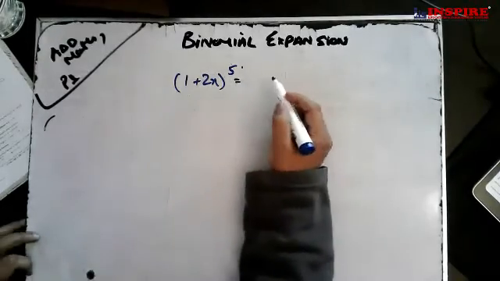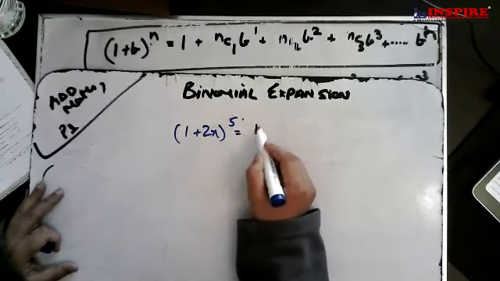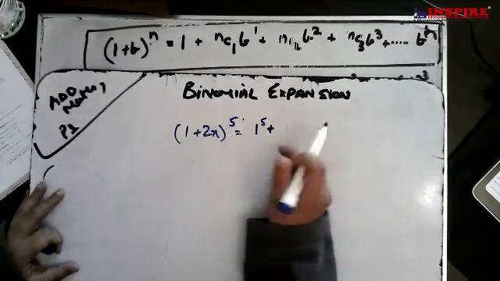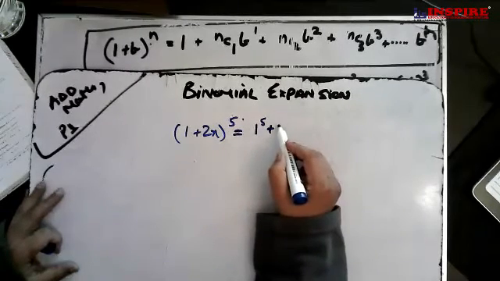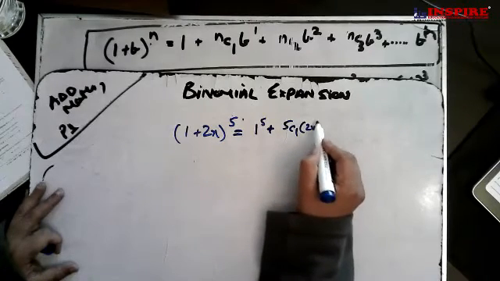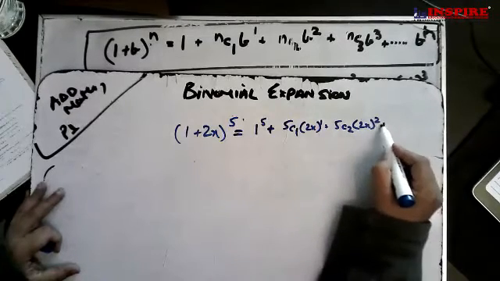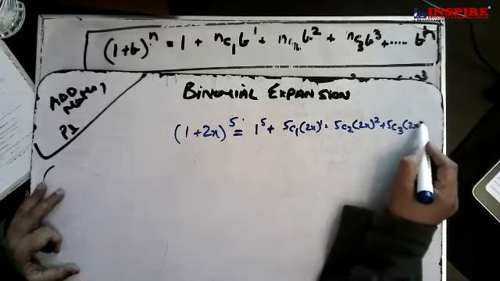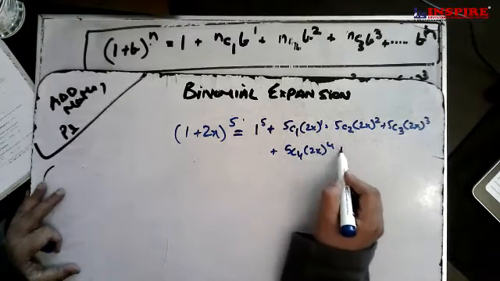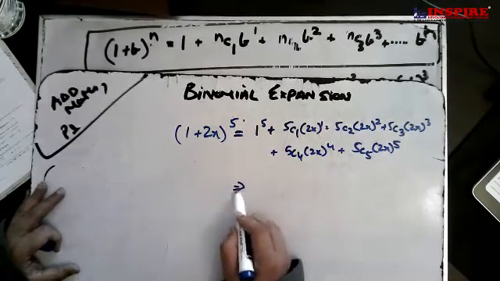Now, in the expansion of 1 plus 2x to the power of 5, I'm going to use this formula again. 1 to the power of 5, plus the first term is as it is, 1 to the power of 5, and then becomes 5C1 2x to the power of 1 plus 5C2 2x to the power of 2 plus 5C3 2x to the power of 3 plus 5C4 2x to the power of 4 plus 5C5 2x to the power of 5. Okay?